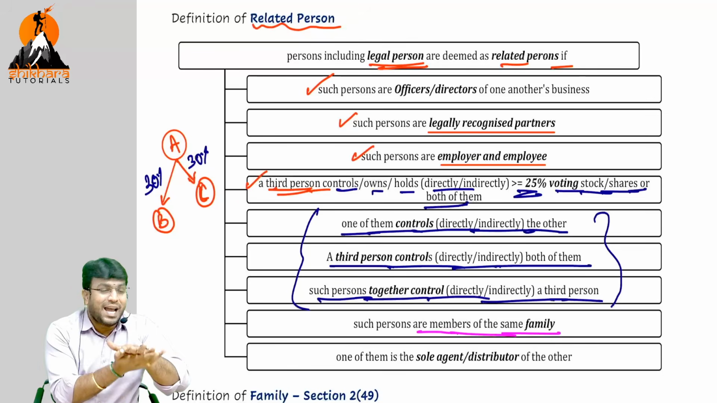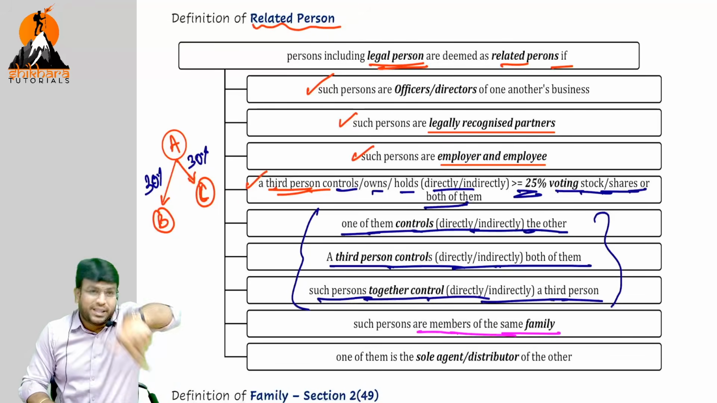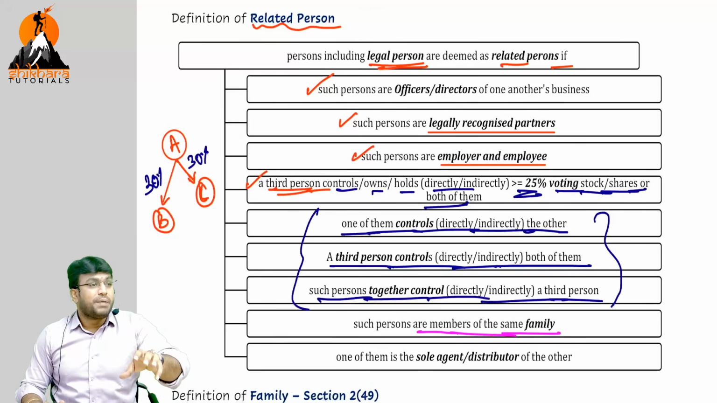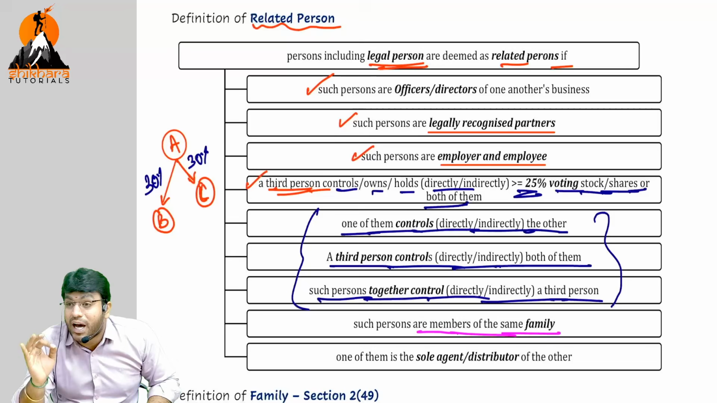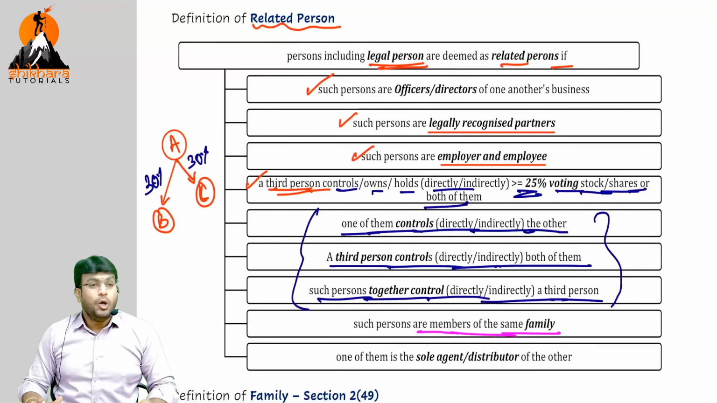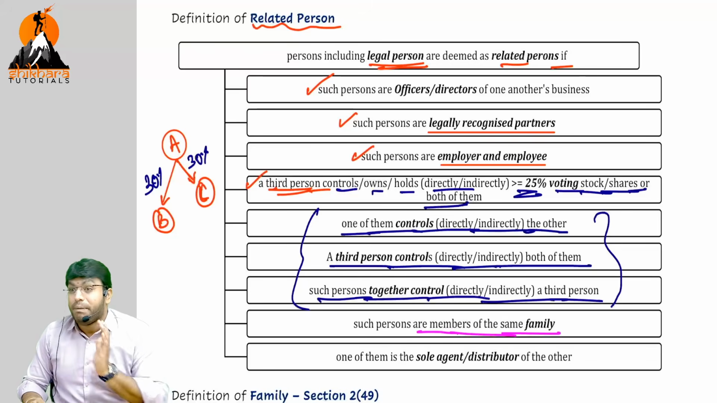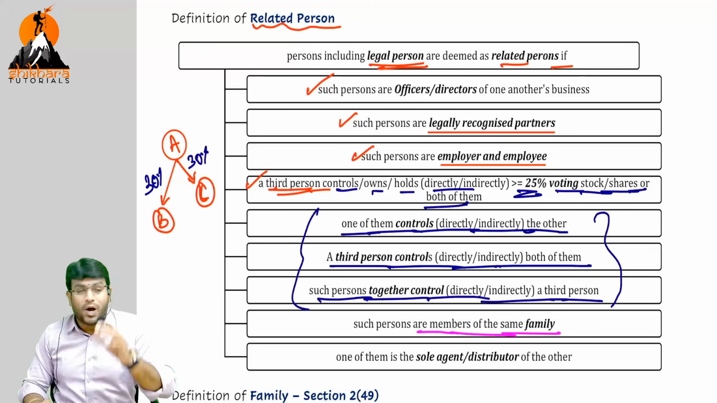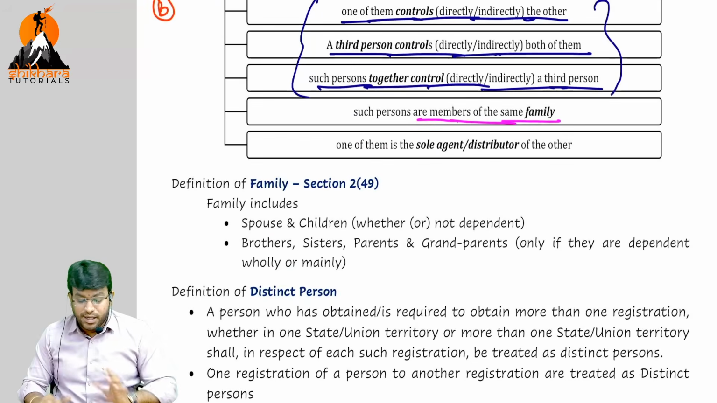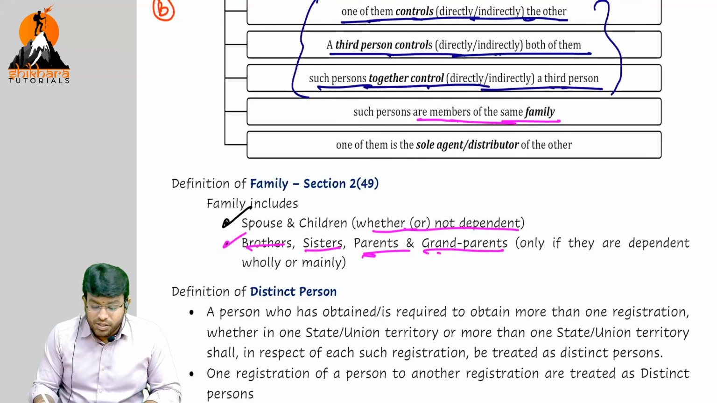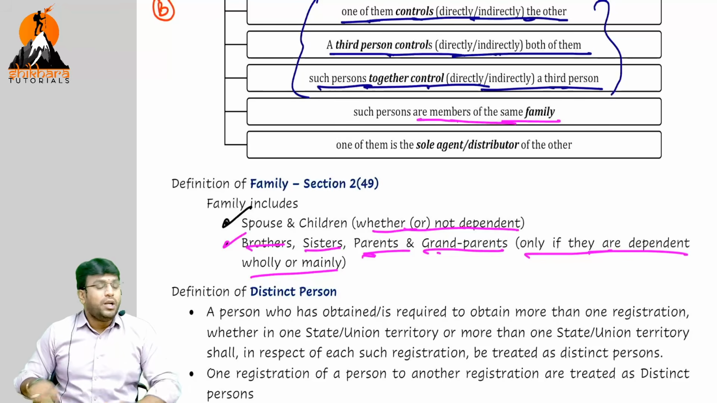grandparents, brothers and sisters. Don't bring brother's wife or sister's husband. Parents, grandparents, brothers and sisters, only if they are dependent. Not partly, only or mainly dependent. Here, family covers what, sir? Spouse and children, whether dependent or not. Brothers, sisters, parents, grandparents, only if they are dependent, only or mainly.